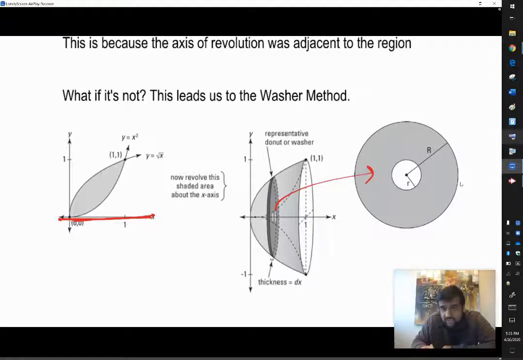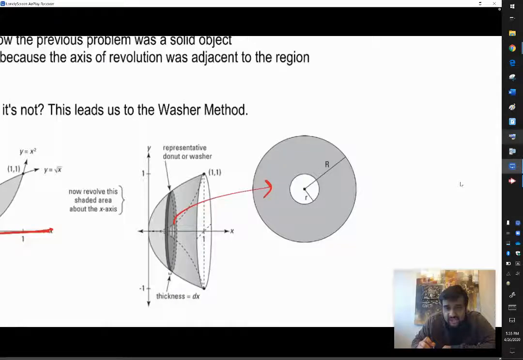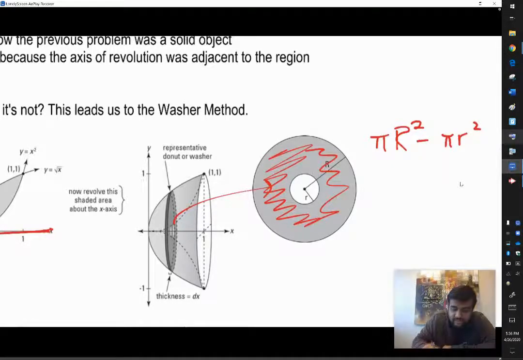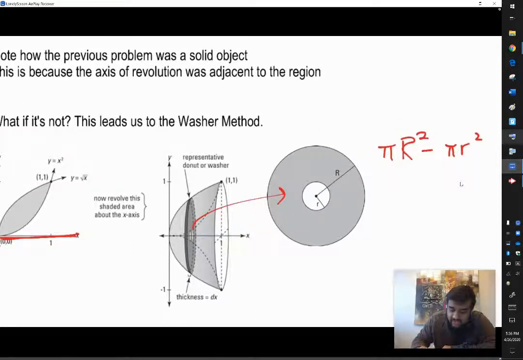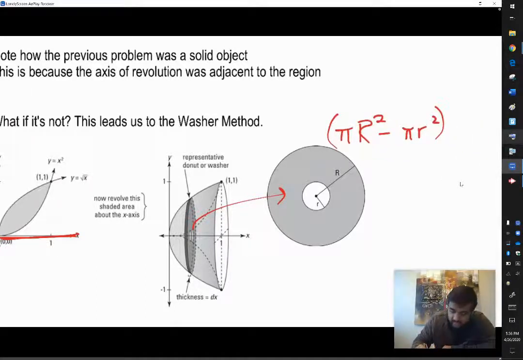So we have two circles to consider. What you also have to consider is the area of the shaded region here. The area of the shaded region is pi big R squared, the outer radius, minus the hollowed out portion, which is pi little r, or inner radius squared. So that would be the area of this red section right here. To turn that into a cylinder, it just means multiply by the thickness, which we were calling height earlier, and that thickness is delta x. So that's the volume of a single washer.